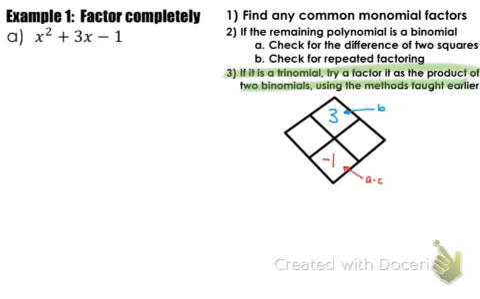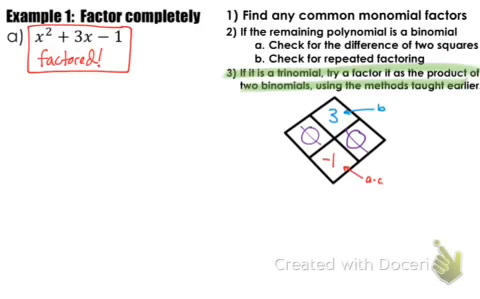There aren't any factors that multiply together to get negative 1 and add to 3. So in this case, it's already done. Our given quadratic x squared plus 3x minus 1 is already factored completely. It's a rare occasion, but it happens. But you have to follow these checkpoints to be sure that this quadratic is already factored.